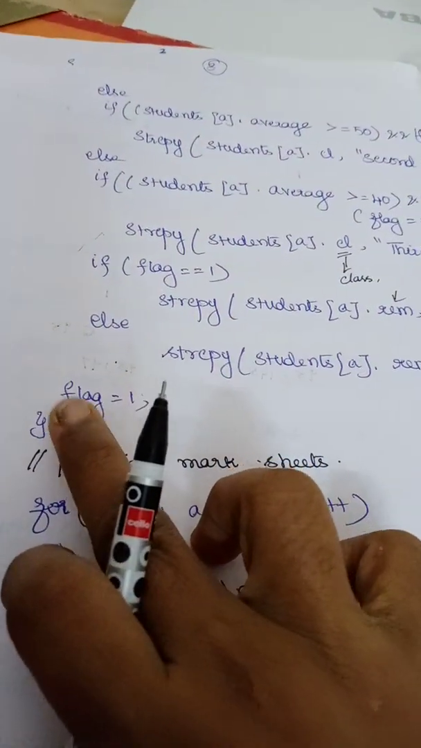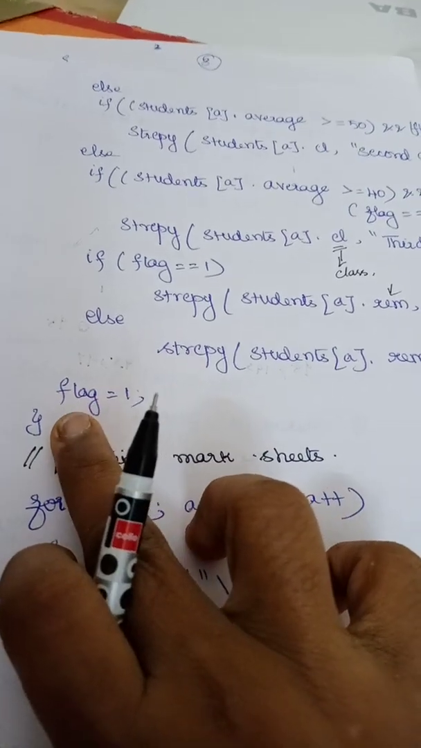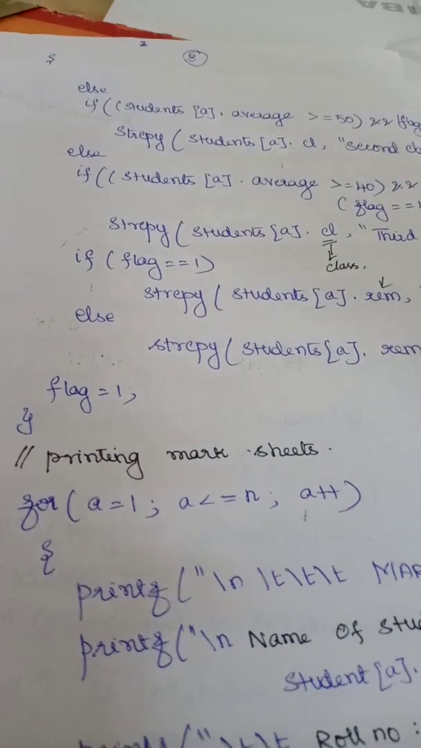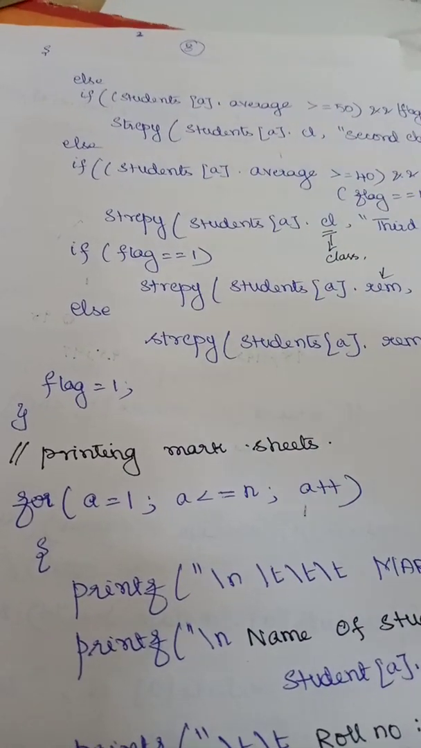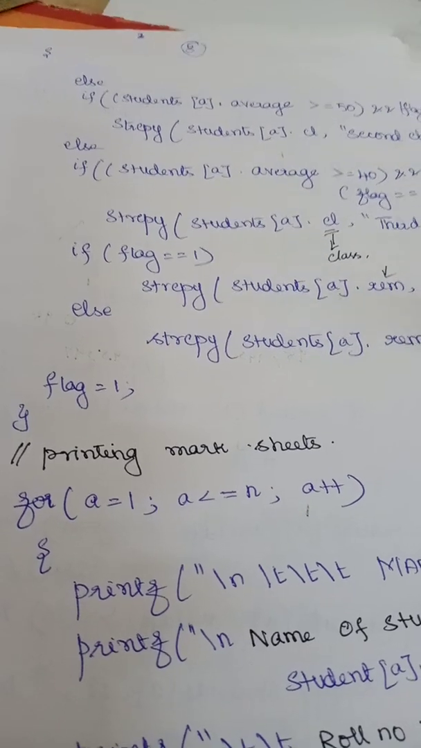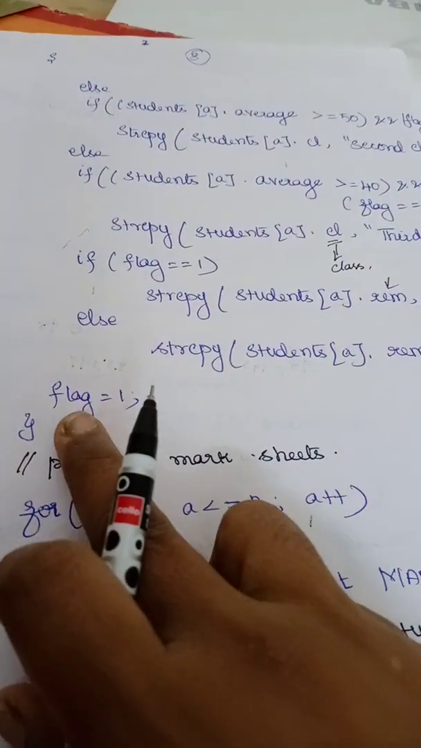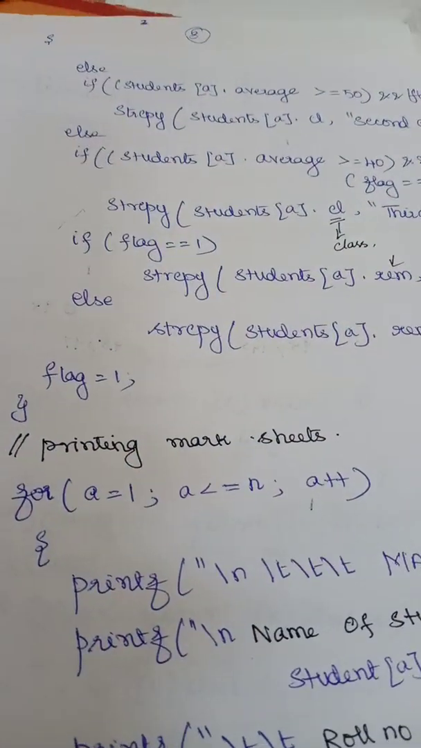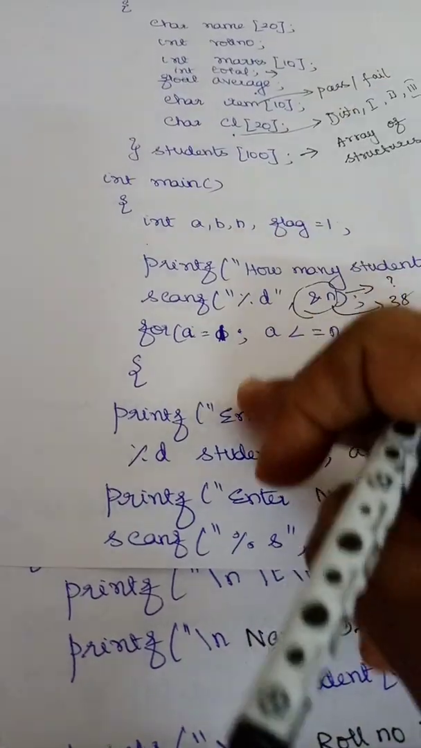Again I have to make flag equal to 1. Why do I have to make flag equal to 1? Because again I have to go to my next student. Again, to check whether the student has passed in all the subjects, I need a flag variable. So I am making my flag equal to 1 here. Is that clear? So again I will go back here. I will continue all the things.